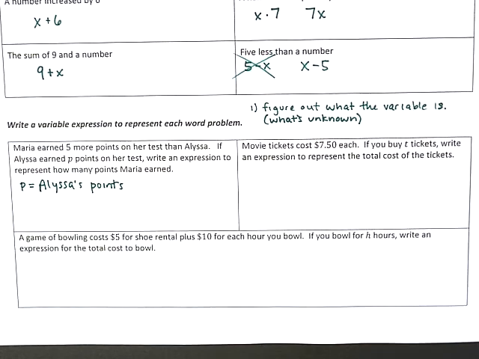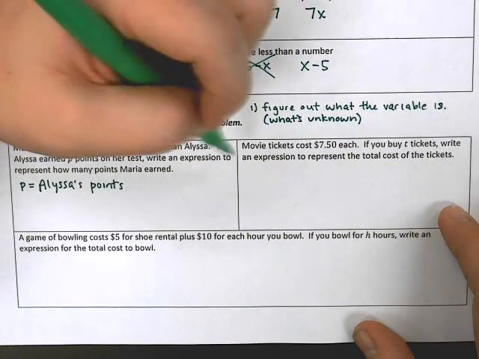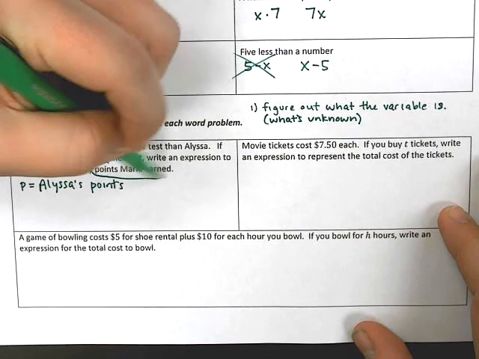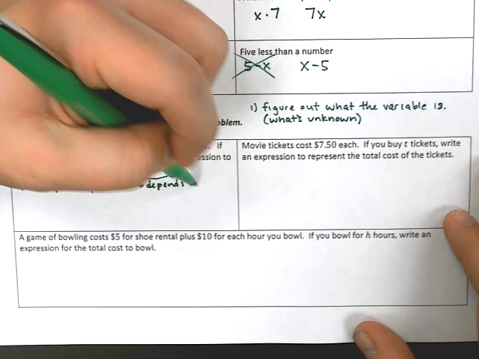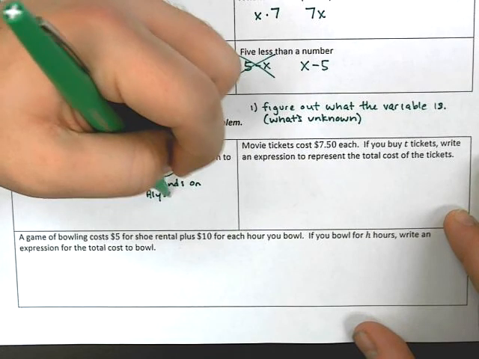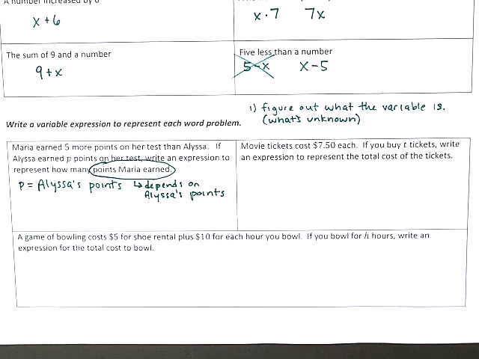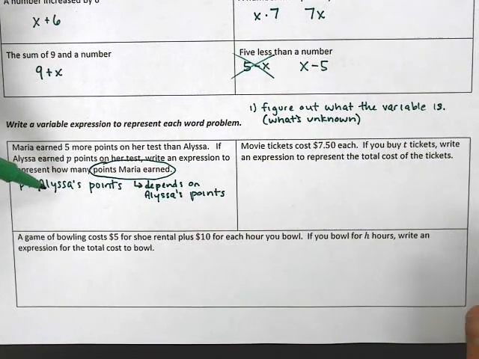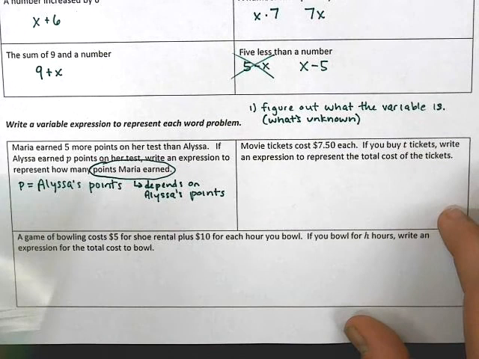Now the next thing we need to figure out is, write an expression to represent how many points Maria earned, okay? So how many points Maria earned? Well, that depends on Alyssa's points. We know that Maria's score depends on what Alyssa earned. So now we know what we're writing an expression for. We know what our variable is.